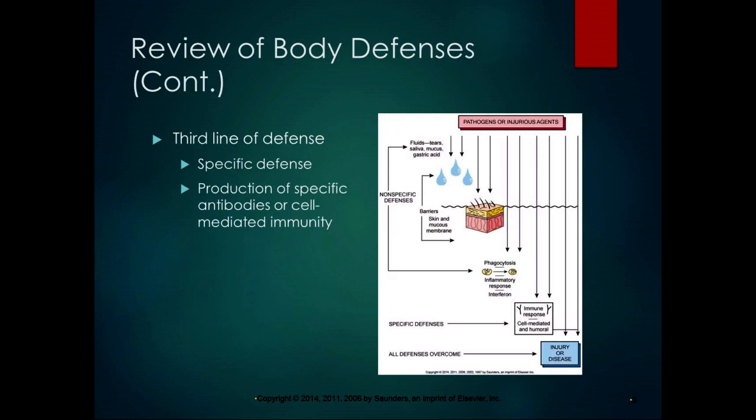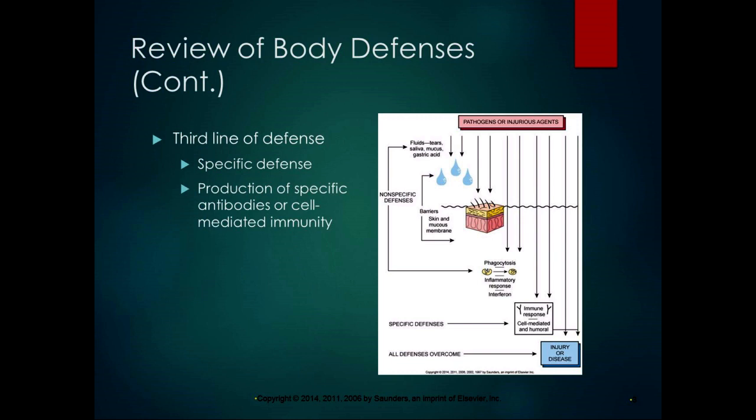So the third line of defense: if stuff got past the barrier, we have a broken barrier, it got past our phagocytes, and we had an inflammation response, our third line of defense, now we're getting into specific defense. So that's production of specific antibodies or cell-mediated immunity. And in the chapter on the immune system, we will talk about those specifically.